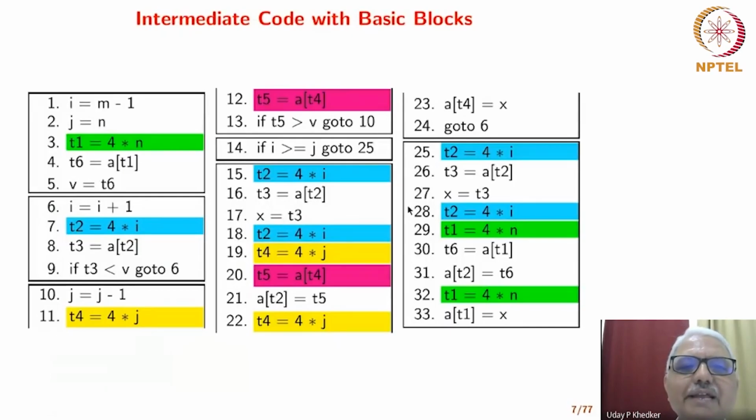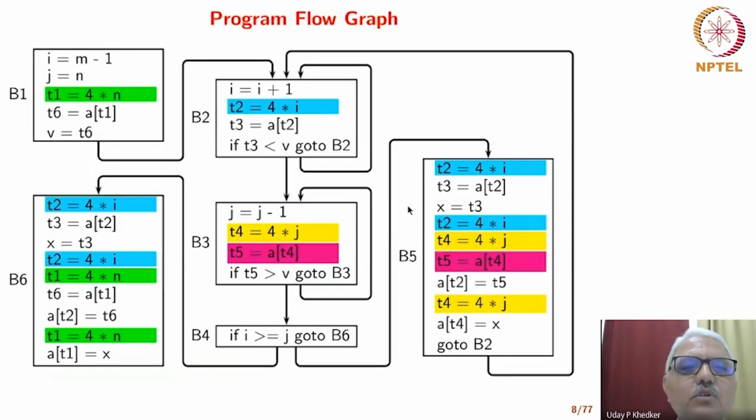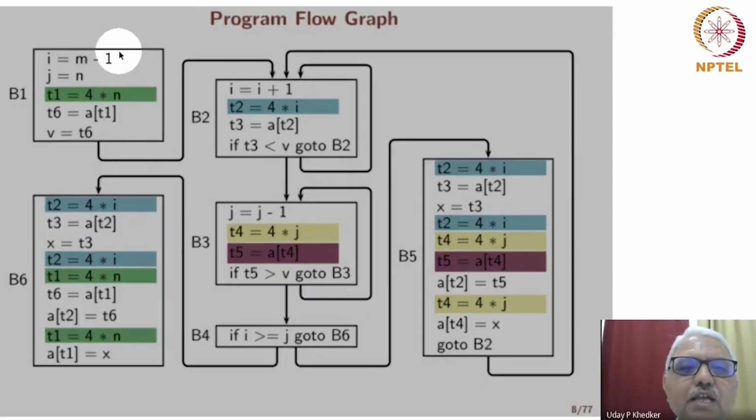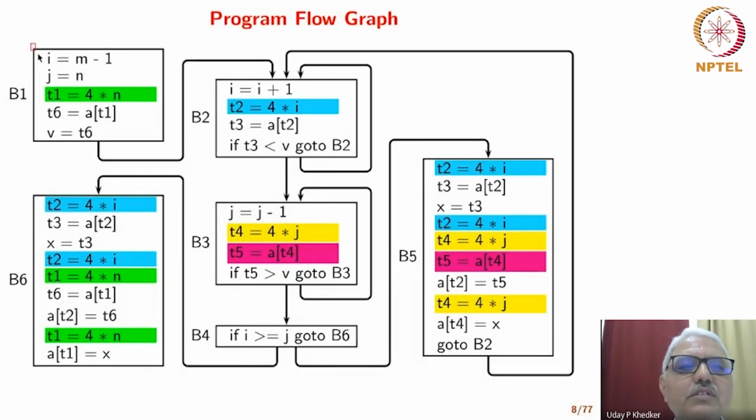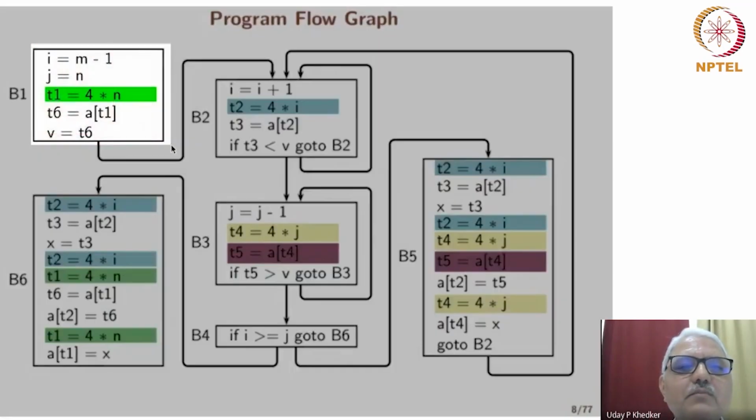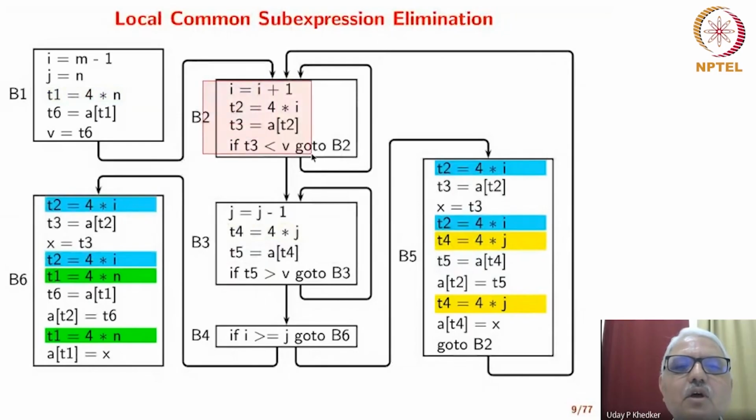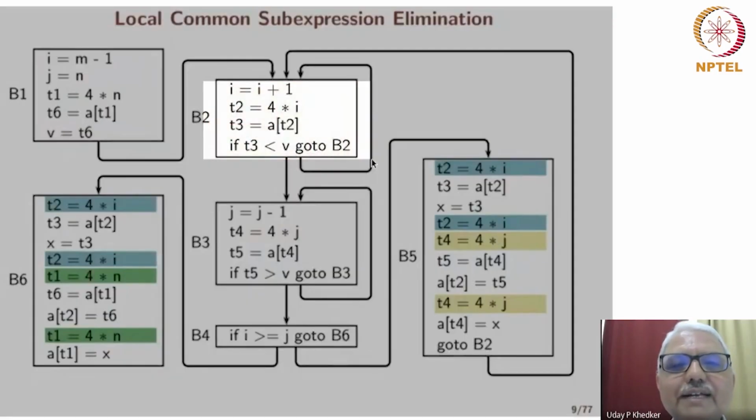So we create basic blocks like this, and then we convert it into a control flow graph. Here, this is one particular basic block, B1. On the other hand, this is the other basic block, B2. So we identify basic blocks like this.